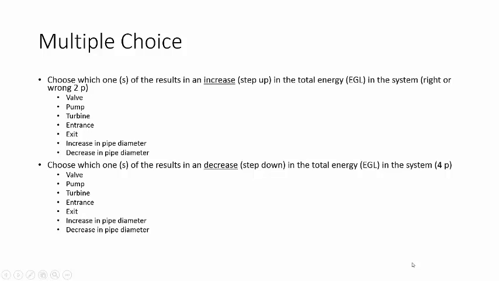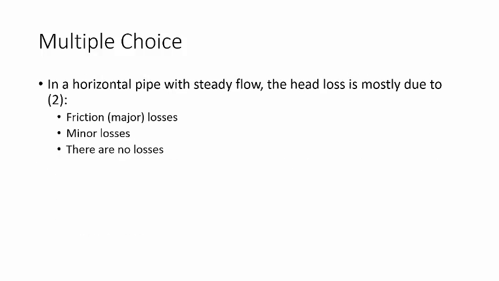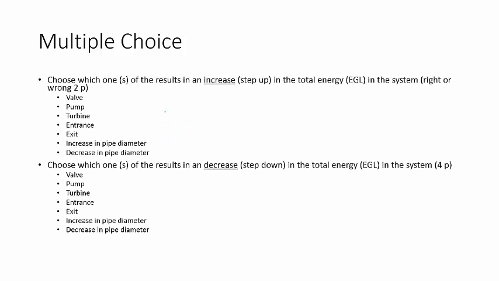Let's do the multiple choice first. And I think that I need to start here. So the first question: in a horizontal pipe with steady flow, the head loss is mostly due to, of course, friction. That's why they're called major losses. Choose which one of the results is an increase in total energy.